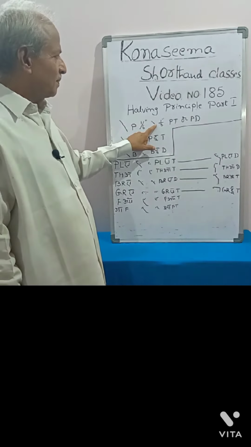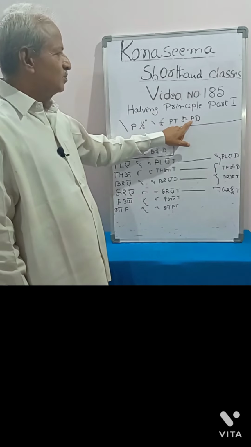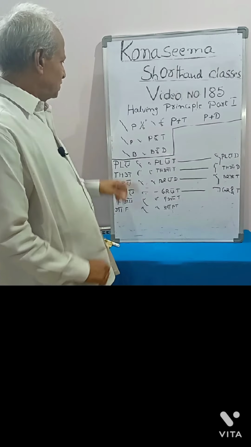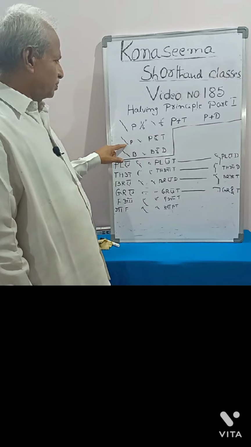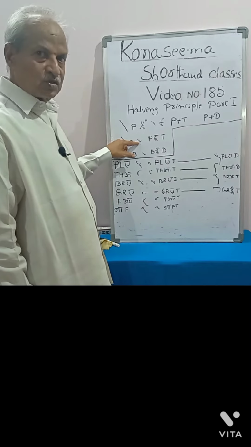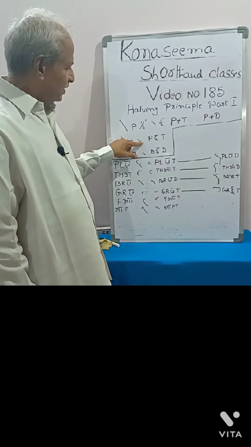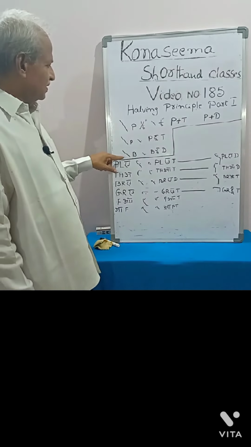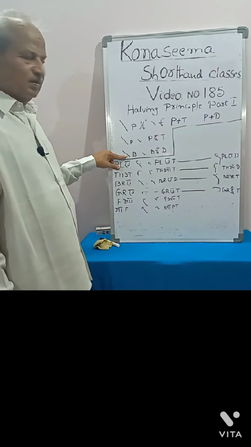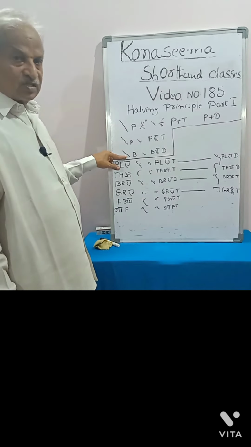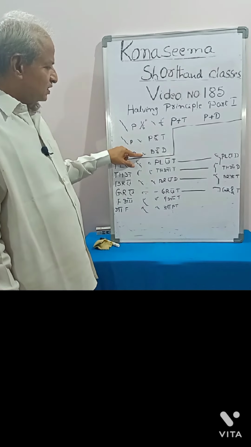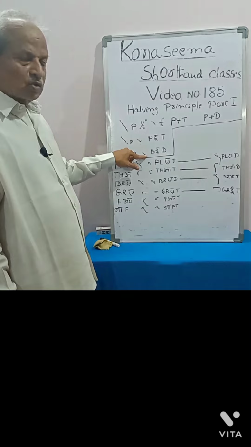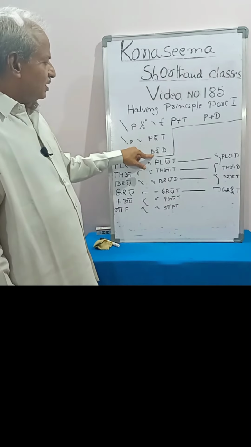PT or PD. You see here the stroke P. If we half this stroke P and vowel E, it becomes pit. Like this. This is B. If we half this stroke like this and put third place vowel E, it is called bit.